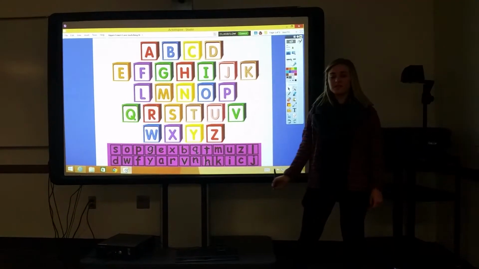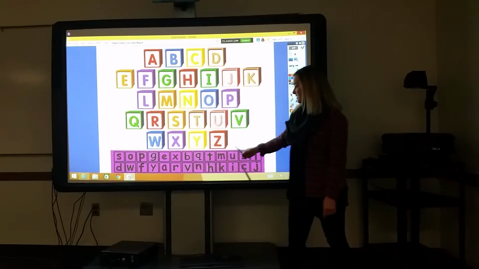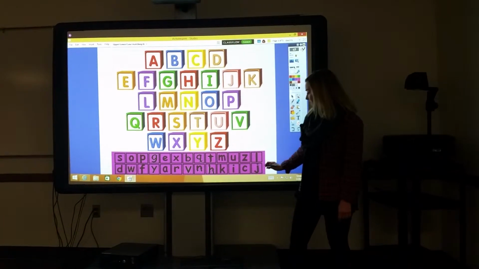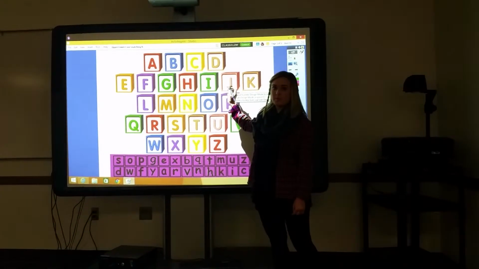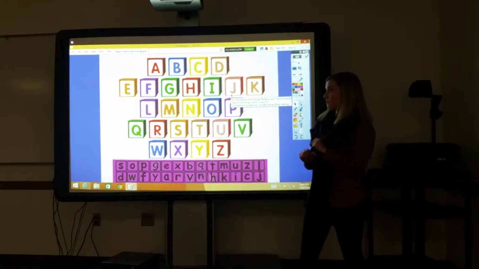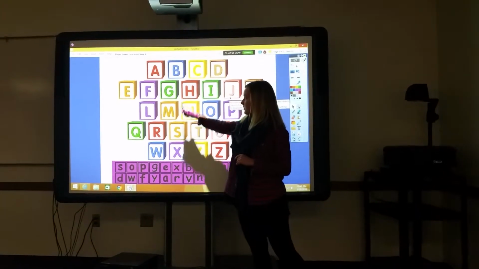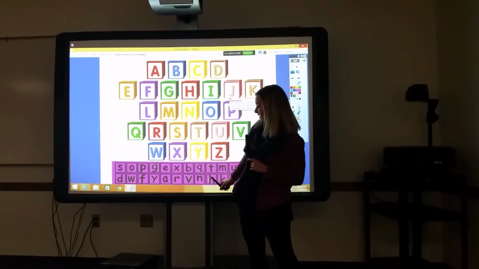This week, we are going to learn all about uppercase letters, and uppercase letters look just like this up here. And there's a lowercase letter that matches with every uppercase letter, because there are two ways to write every letter in our alphabet. There's the big letter and the small letter, and they match. And this one's called uppercase, and this one is called lowercase.